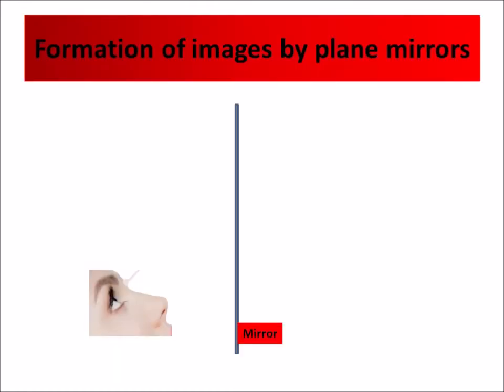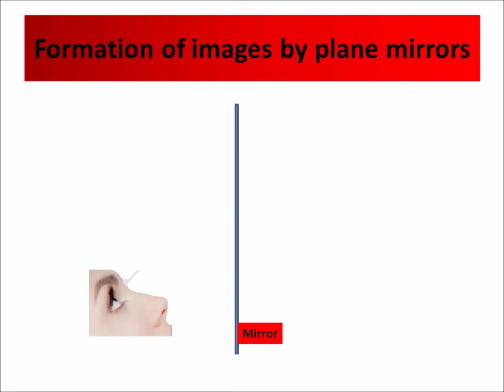Having looked at the characteristics of the images formed by plane mirrors, now let's look at how we can use ray diagrams to explain the formation or location of these images and how they can be seen by an observer. So get your book, a pencil and a ruler, then let's move on.